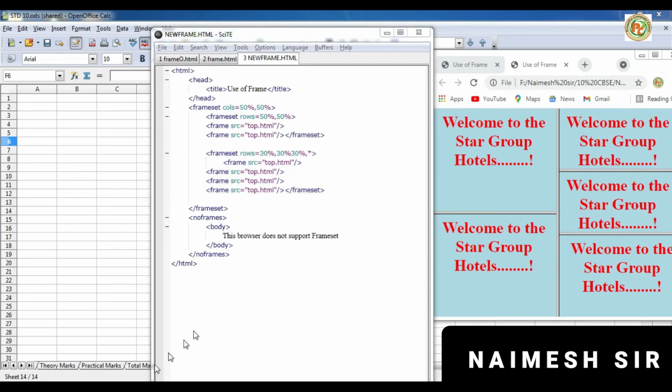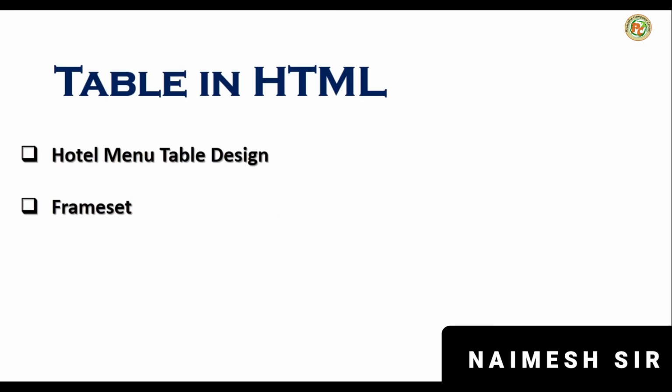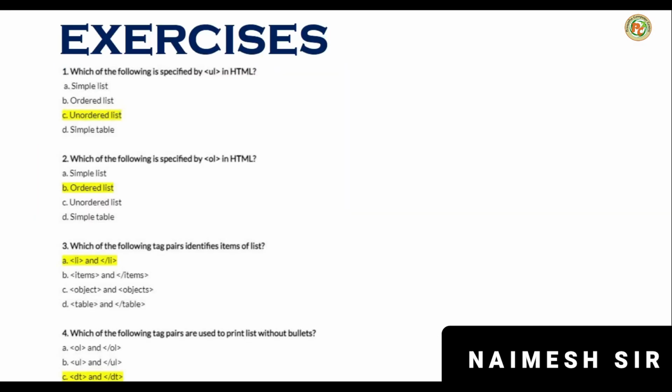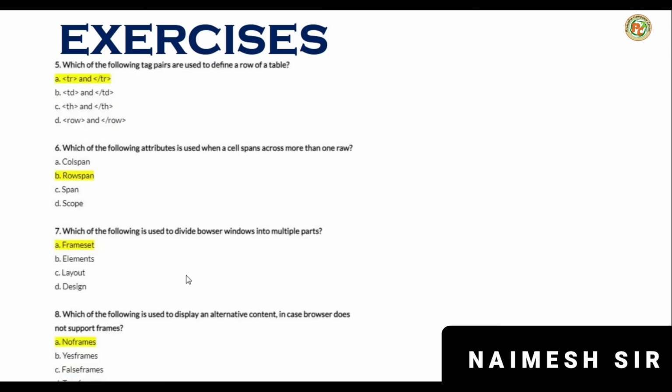Now after this we are going to solve this chapter's MCQs. Which of the following is specified by UL in HTML? UL stands for unordered list. Which of the following is specified by OL in HTML? It stands for ordered list. Which of the following tag pairs identifies items of a list? So li and /li. Which of the following tag pairs are used to print a list without bullets? So it is called dt and /dt.